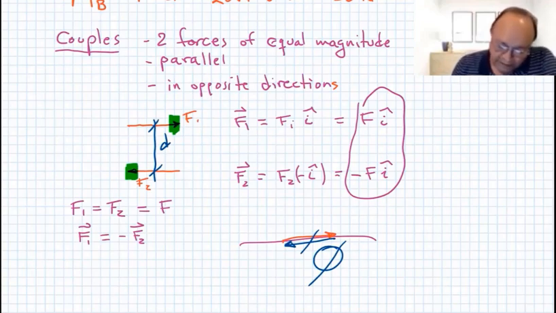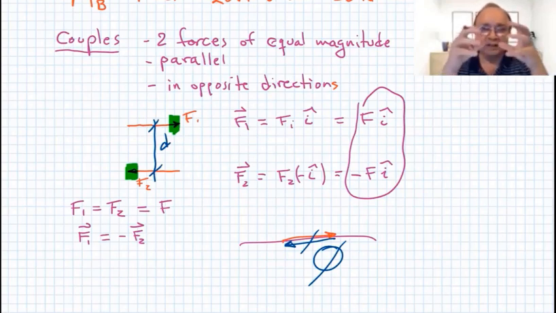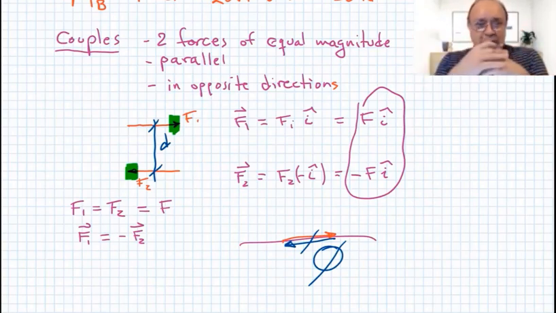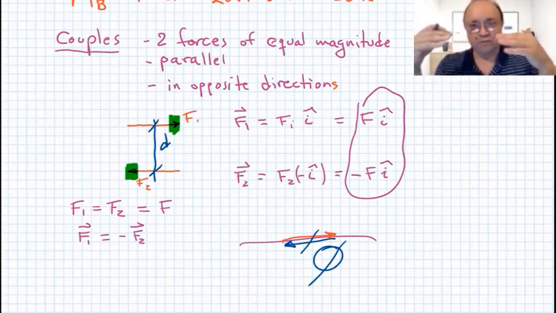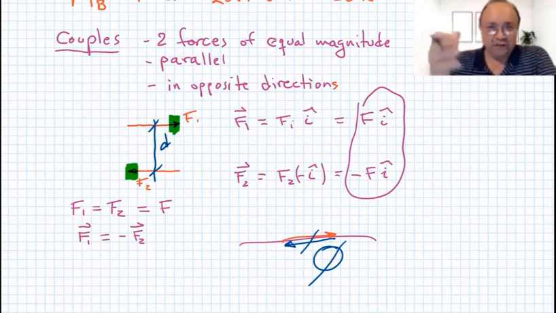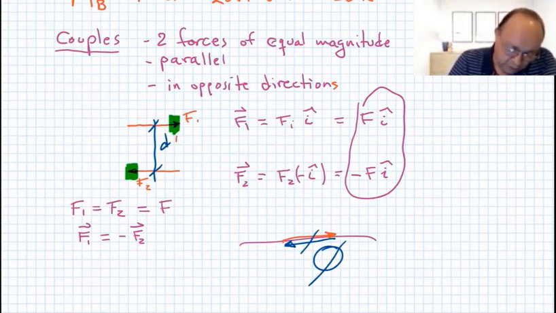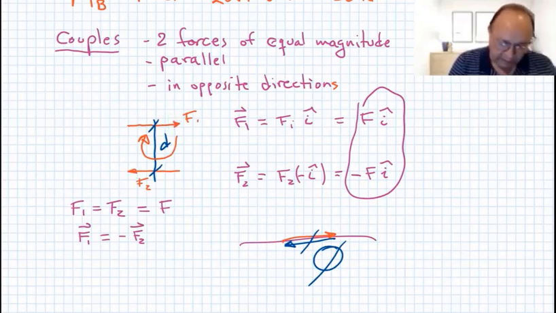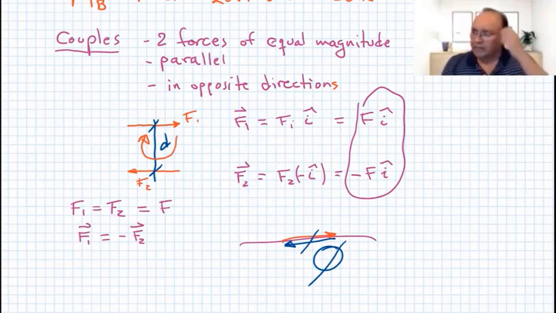All right, that is a couple. A couple doesn't produce an actual translation effect, doesn't push or pull, because the forces balance each other, because they are in the same direction but opposite sense. But due to the distance, they produce rotation. There will be a sense of rotation like this, right? You can see it by the direction of the arrows. The sense of rotation we can find by calculating the moments with respect to any point in space.